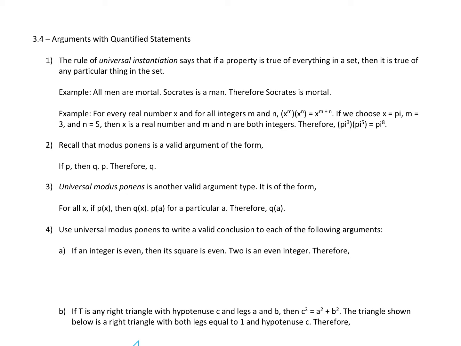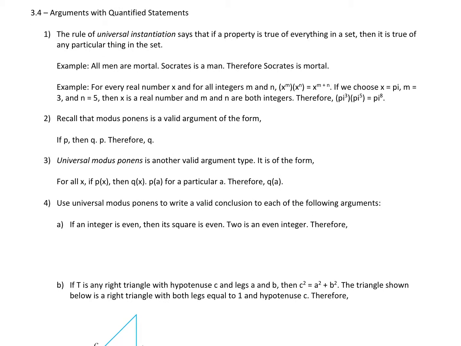Now recall that modus ponens is a valid argument of the form if P then Q, P, therefore Q. Universal modus ponens is another valid argument type, and it says that for all x, if P of x then Q of x, P of A for a particular A, therefore Q of A. Let's use this argument type to write a valid conclusion for each of the following two arguments.